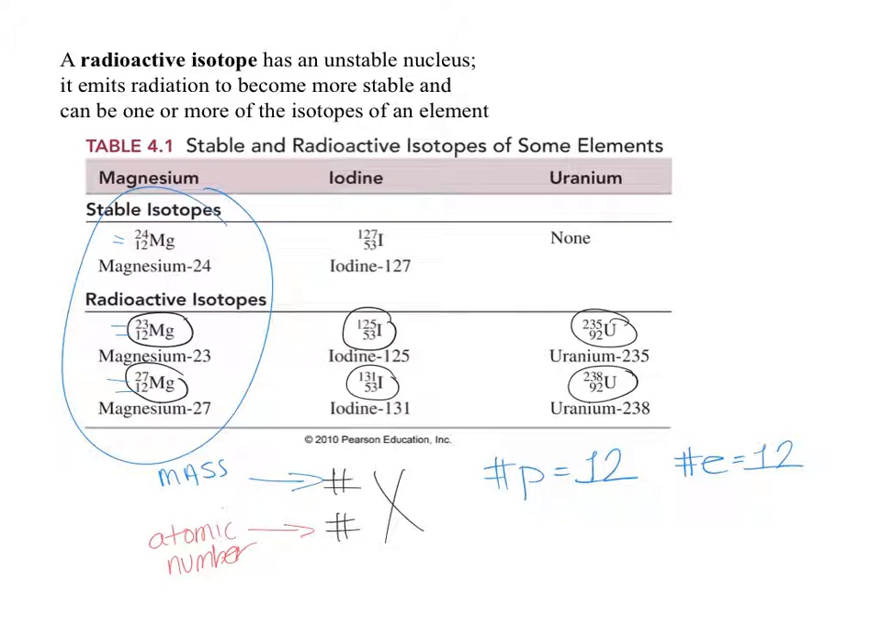And then depending on which isotope, let's just pick one of the three, let's do this last one here. The number of neutrons is equal to the mass, 27, minus the atomic number, which is 12. So, can you do that math in your head? Magnesium 27 has 15 neutrons.